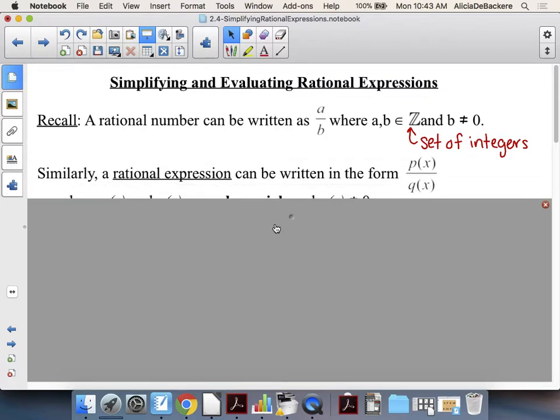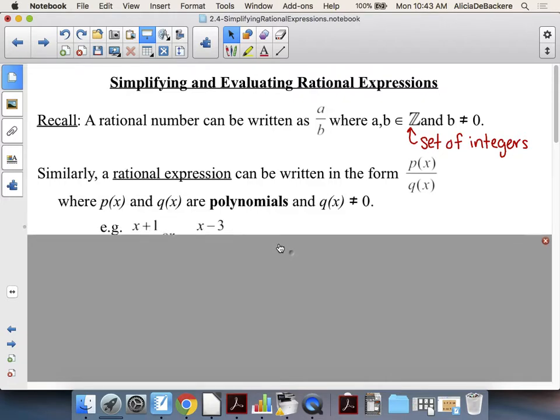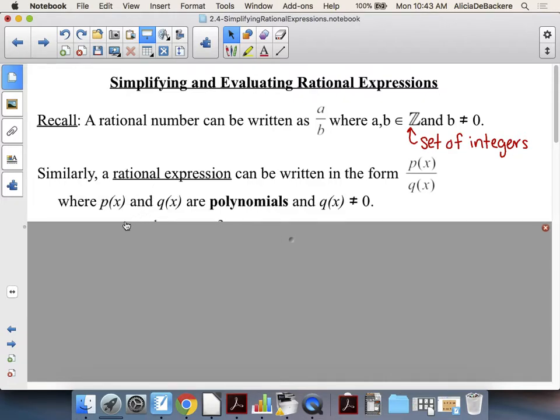Similarly, a rational expression can be written in the form p of x over q of x. So before we were talking about just rational numbers, a number on the top and a number on the bottom. Now we're looking at rational expressions. So it means I'm going to have some sort of algebraic expression on the top and on the bottom. So p of x and q of x are both polynomials. And of course, the q of x one, the one on the bottom, cannot be equal to 0.